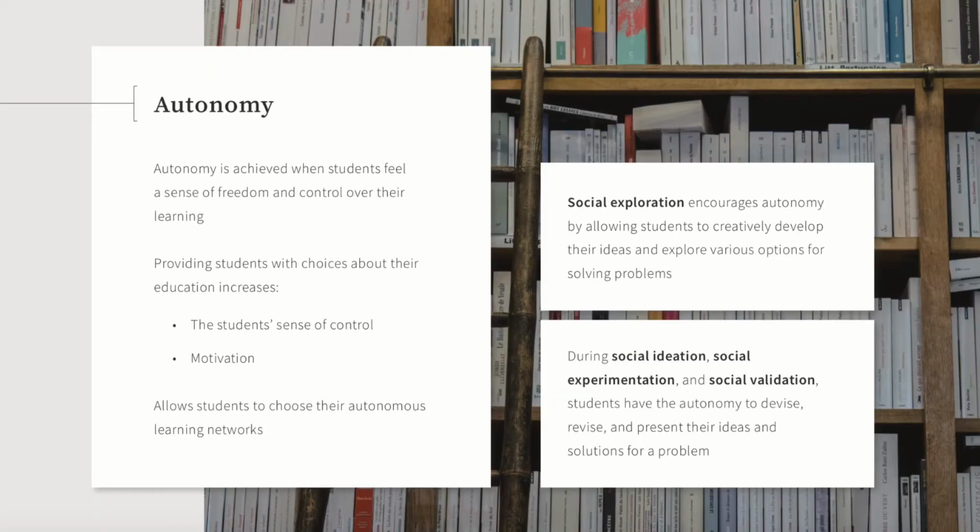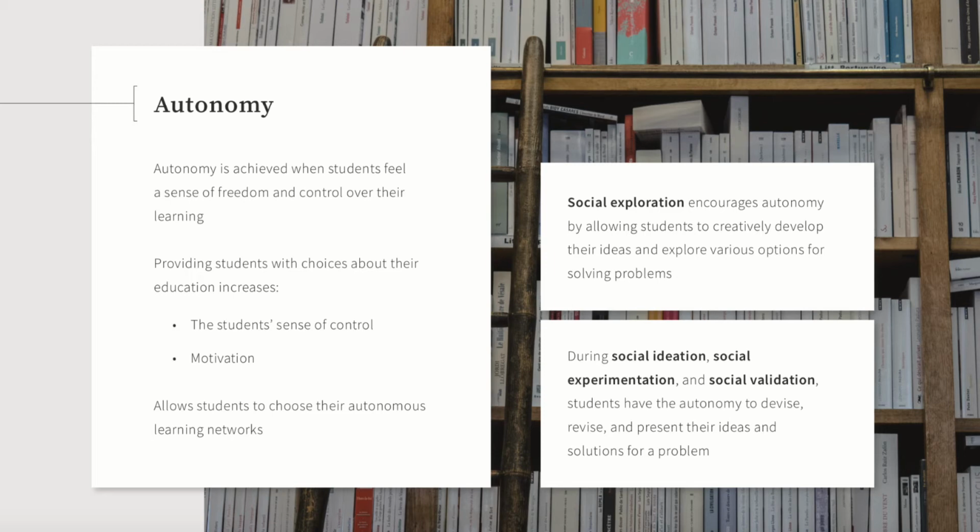Autonomy is achieved when students feel a sense of freedom and control over their learning. Providing students with choices about their education increases the student's sense of control and improves motivation. The principle of autonomy is used for social learning in the ASLM. The ASLM encourages teachers to allow students to choose their autonomous learning networks that are different from teacher-selected collaborative groups and are an essential part of social learning.